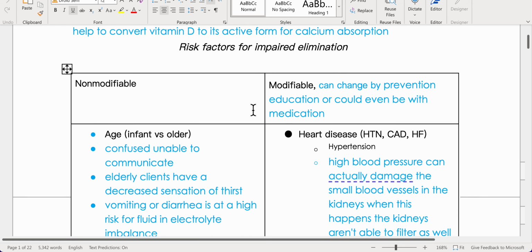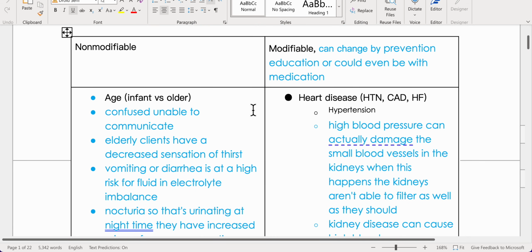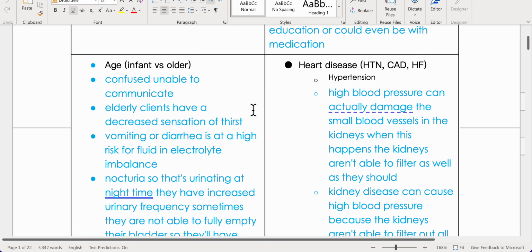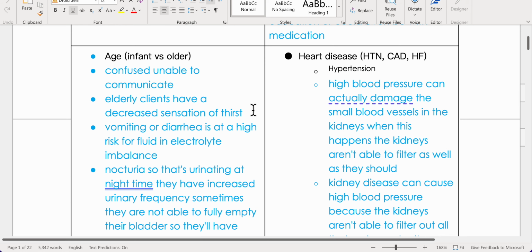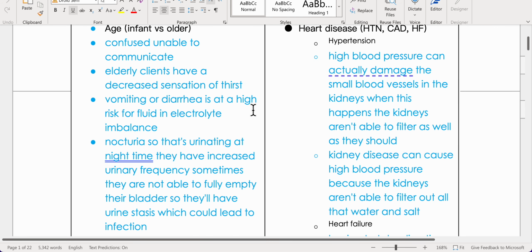Risk factors for impaired elimination are non-modifiable or modifiable; modifiable ones we can change by prevention, education, or even medication. Age matters, infant versus older, confused, or unable to communicate. Elderly clients have a decreased sensation of thirst.